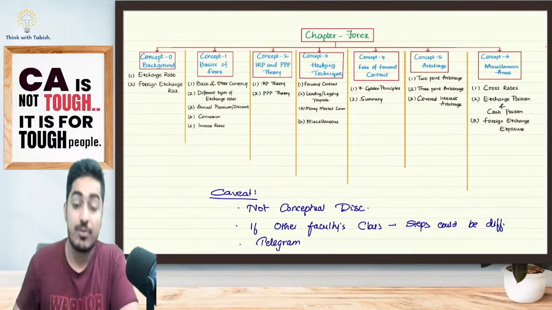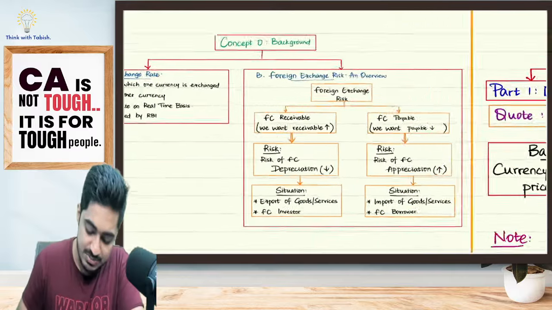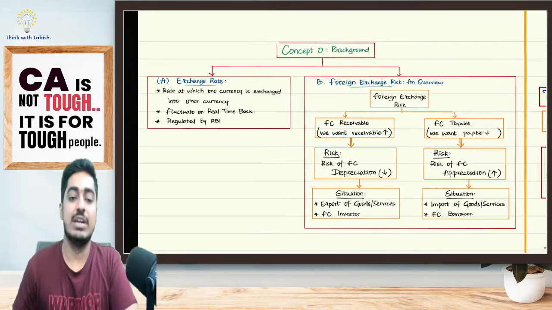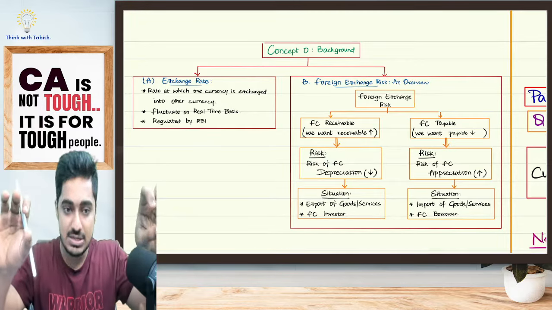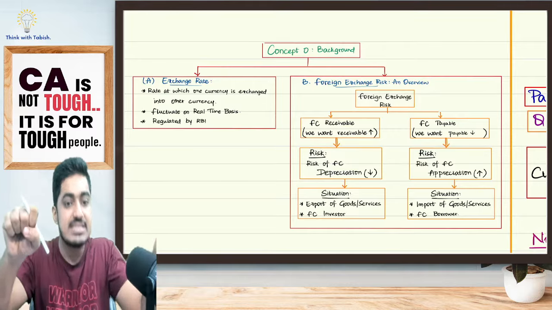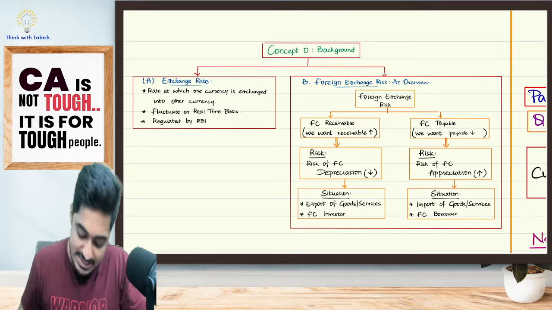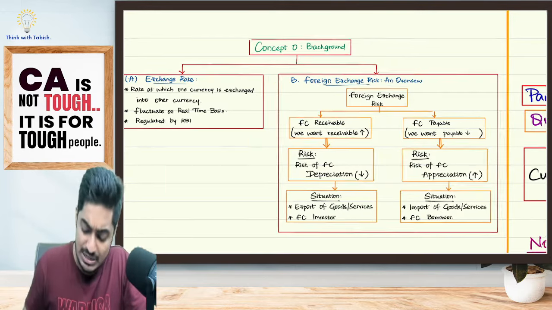The entire chapter of Forex has altogether 6 concepts. Concept 0, that is the background. Firstly, 2 countries are there, and the 2 countries will have 2 different currencies. The rate at which one currency is converted into the other currency is called the exchange rate. It keeps fluctuating on a continuous basis.